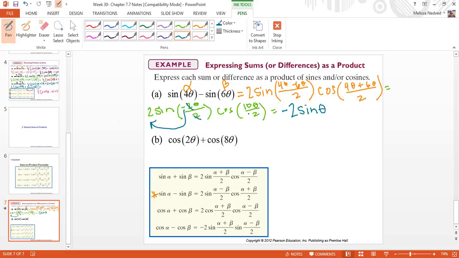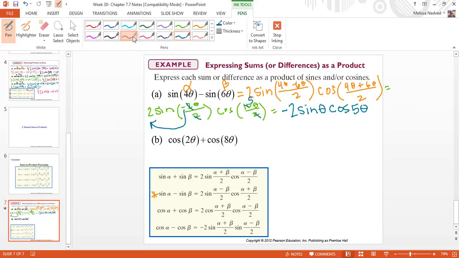Now if I look at my second angle here, cosine of 10 theta over 2, 10 over 2 reduces to 5 theta. So I'm left with cosine of 5 theta. And there in blue is my final solution, negative 2 sine theta, cosine 5 theta. We've taken a difference, subtracting 2 sine functions, and rewritten it as a multiplication using both sine and cosine.